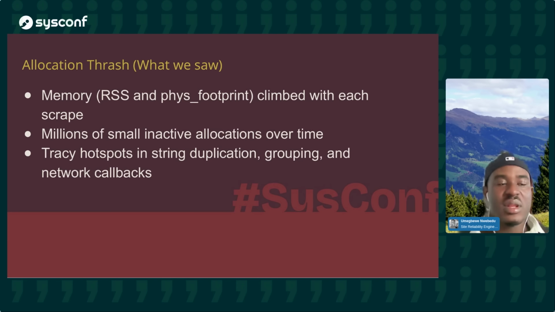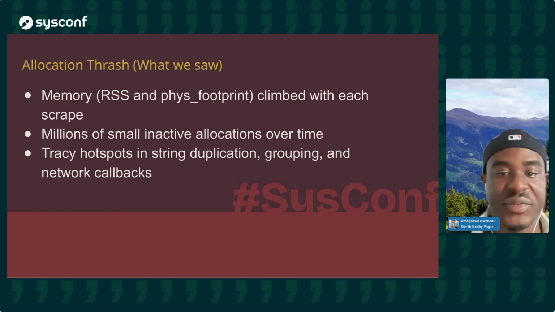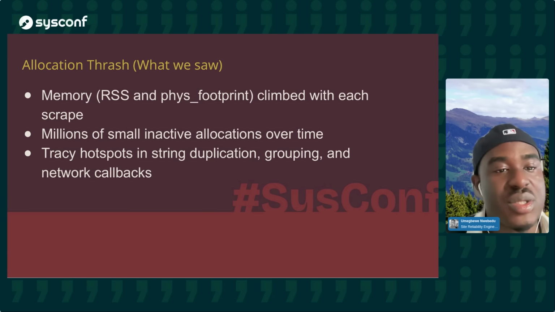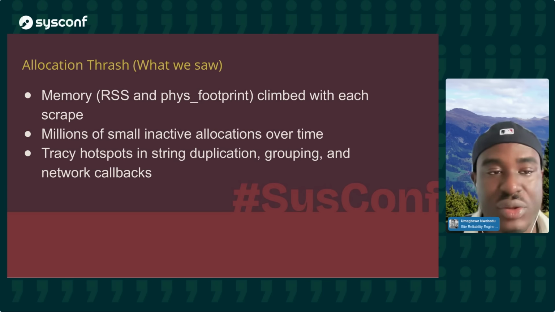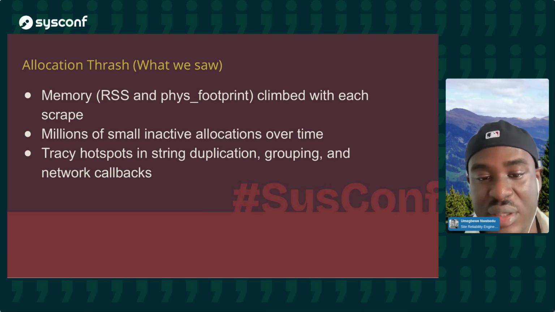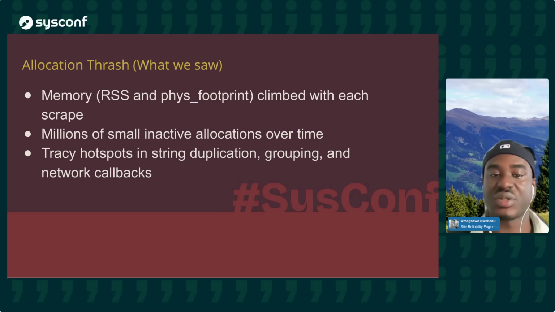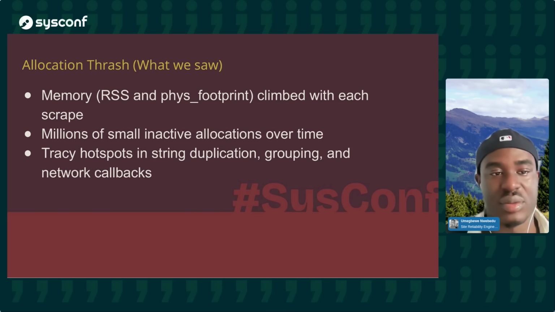So yeah, let's go into the details about the problems we faced while I was building this. I started seeing a lot of allocation thrash. Resident memory and physical footprint were climbing with each scrape. I saw millions of inactive allocations over time, and when we profiled with Tracy, the hotspots were string duplications, grouping, and not releasing network callbacks data.